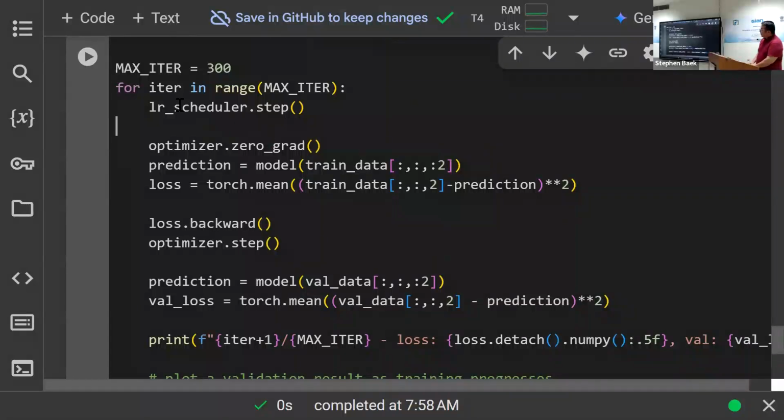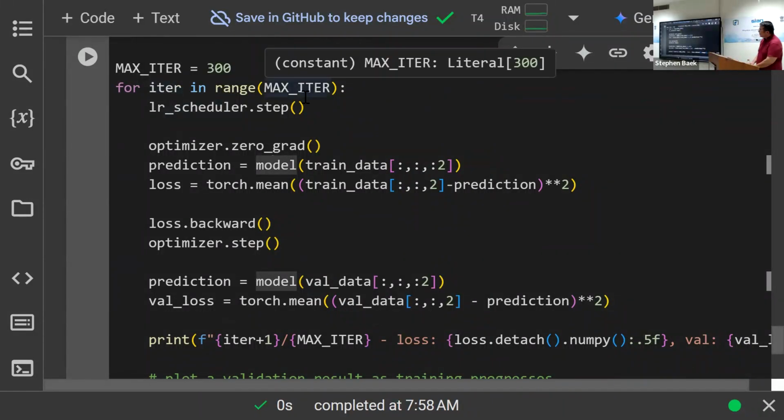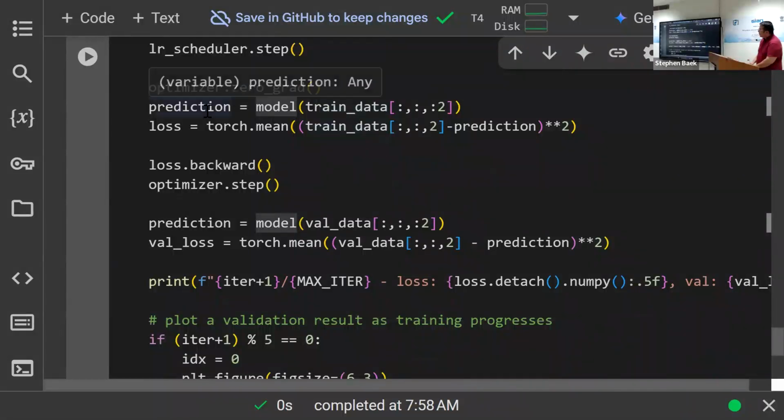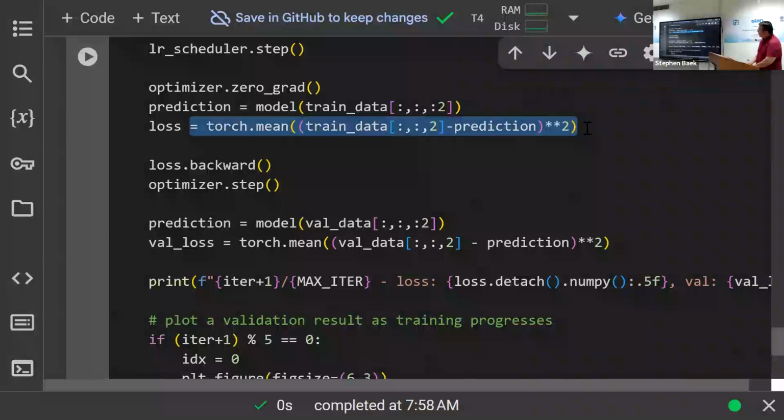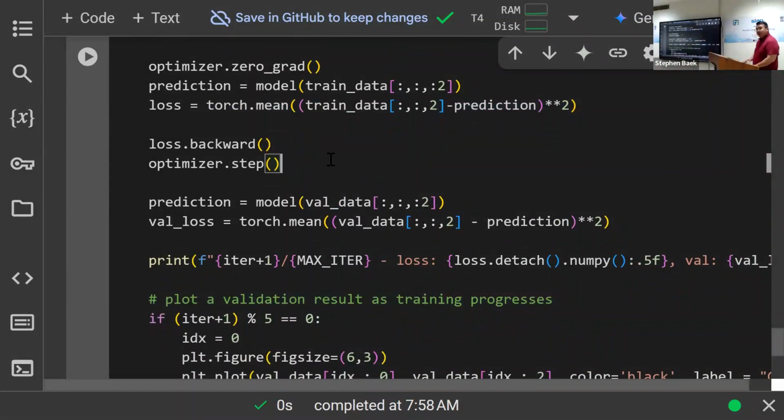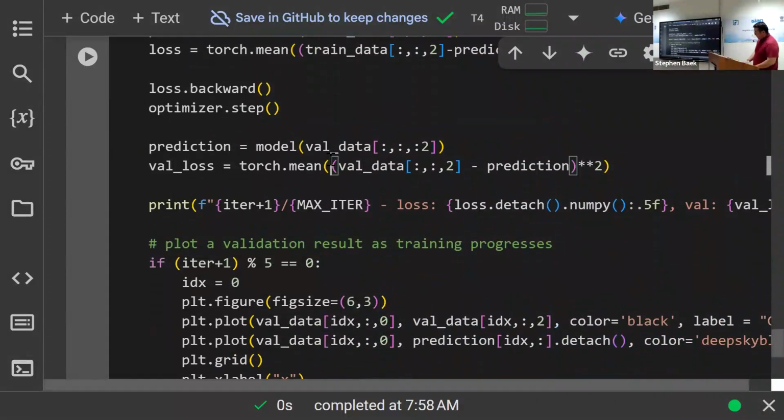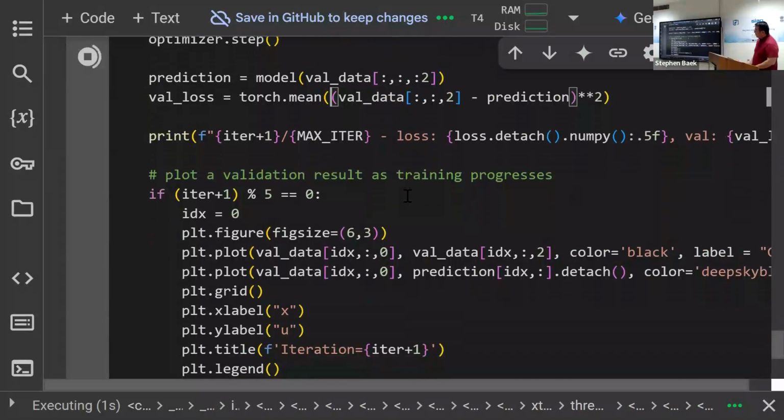And then the rest is really what we've been seeing, right? So we have the for loop going over some number of iterations, and then we make a model prediction and then compute the loss over here. And the loss obviously is defined as the mean square error. So like I said, the first 2 channels in the training data is our input to the model. And then the last channel is going to be the ground truth output, which gets compared against the prediction. And then loss.backward, optimizer.step. I mean, we've been doing this many times already. And that's really the training of the neural operator.